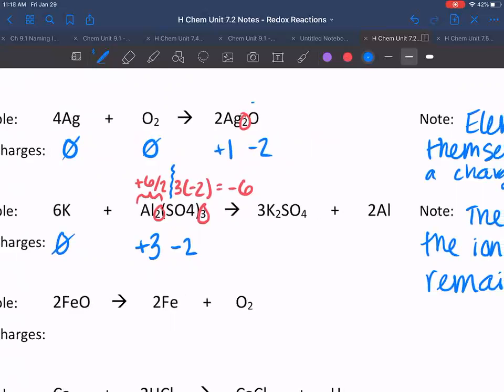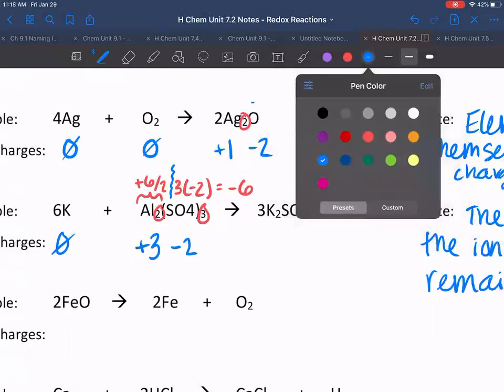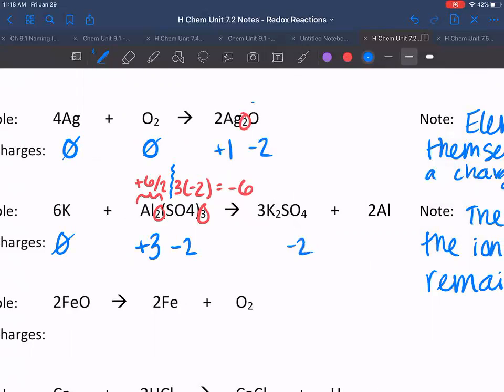Moving on to potassium sulfate. Again, sulfate has a -2 charge, but now we only have 1 of them. So all the contribution from potassium has to equal +2. We have 2 of them, so potassium must be +1. What about aluminum? What's its charge? 0. Those ones are nice and easy.